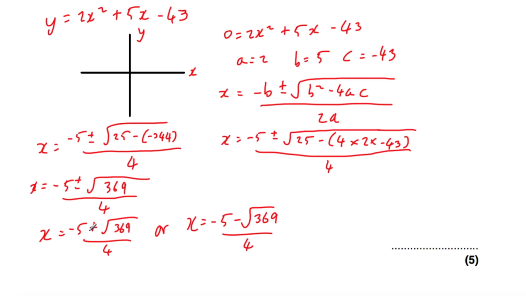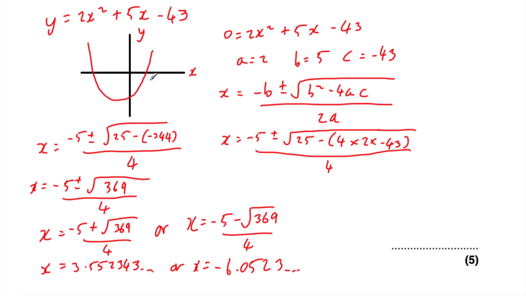And let's work these out. Whenever we work these out, we get minus 5 plus the square root of 369 divided by 4, and that means x equals 3.552343 and so on. Or x equals, if we change the plus to minus on the numerator, that's equal to minus 6.0523 and so on. So let's sketch this quadratic. It crosses the x-axis at negative 6.05 and so on, and it crosses it at 3.55 and so on.